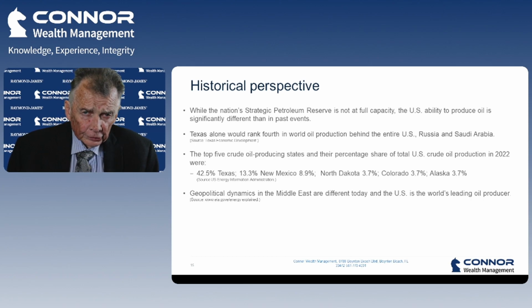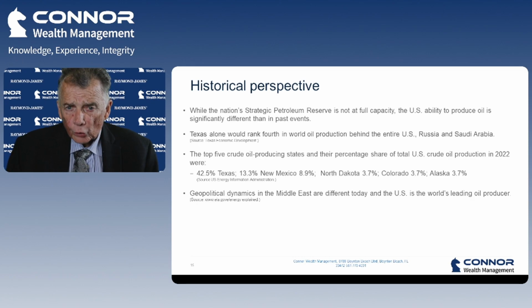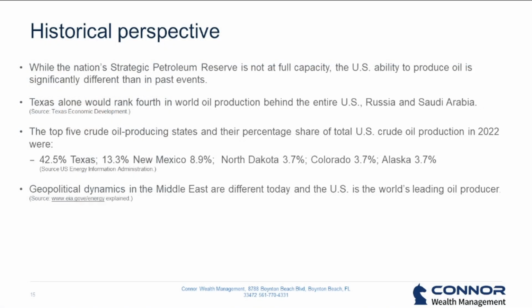So, look at a little historic perspective. We know that the Strategic Petroleum Reserve is not at full capacity, but our ability to produce oil is stronger than it has ever been. And as I mentioned earlier, Texas would rank fourth in the world if it were a country. It is a state, by the way. And the top states in the U.S.: Texas at 42%, New Mexico at 13%, North Dakota at 8.9%, Colorado 3.7%, and Alaska 3.7%, and there's even more in Alaska if we can open up some more territories.